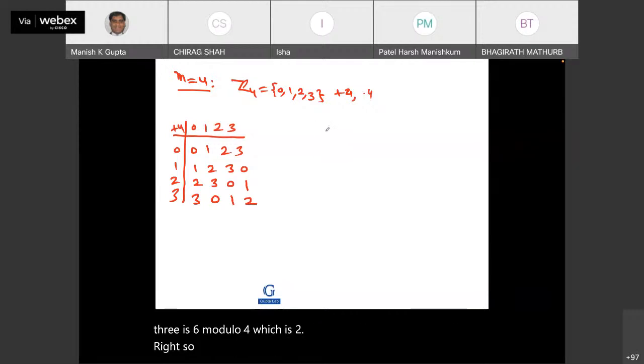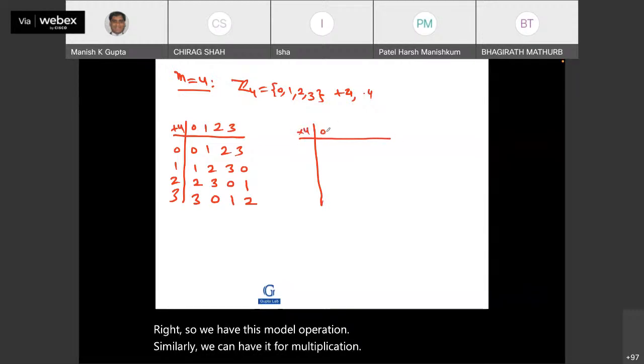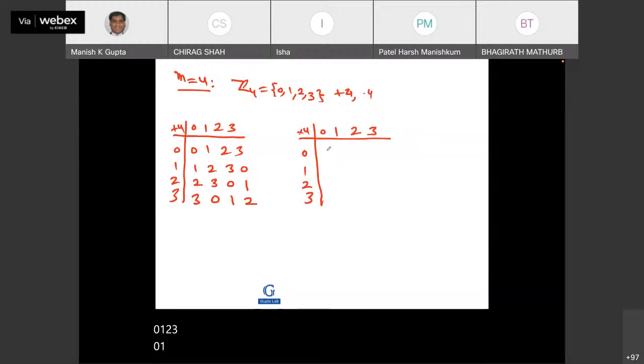So we have this modulo operation. Similarly, we can have it for multiplication. 0, 1, 2, 3, 0, 1, 2, 3, 0, 0, 0, 0, 0, 0, 1, 2, 3, 2 into 2 is 4, modulo 4 it is 0, 2 into 3 is 6, this is 2, 3 into 2 is 6, which is 2, 3 into 3 is 9, which is 1.